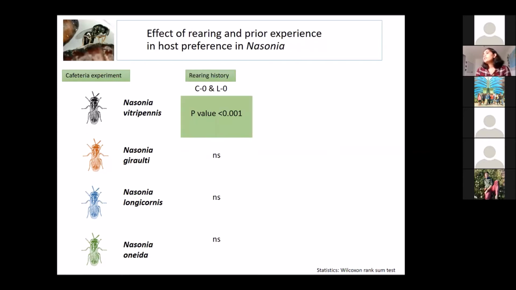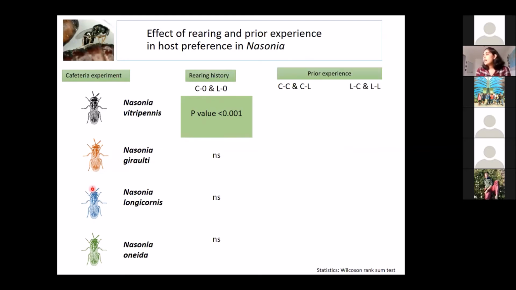As you can see here, only for Nasonia vitripennis does the difference between these two treatments seem to be significant, meaning that only Nasonia vitripennis, which is also a generalist, has an effect of rearing history on prior experience. Okay, then I wanted to know how it is affected when they get an experience.